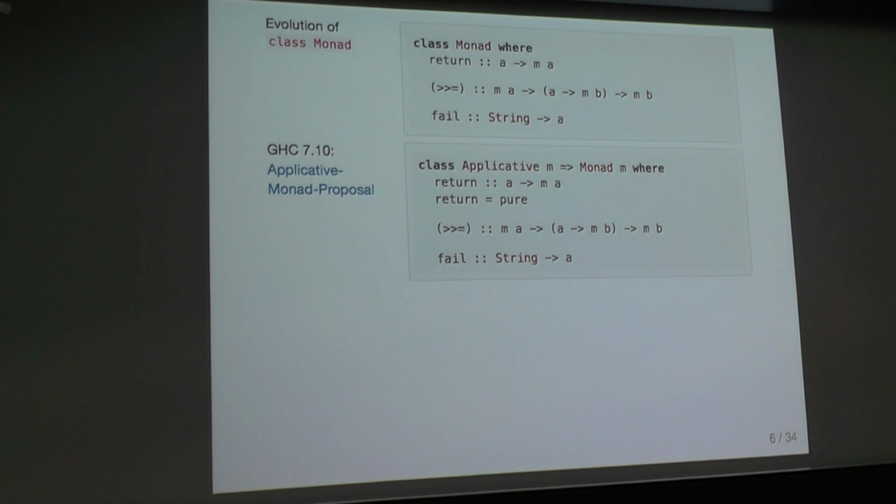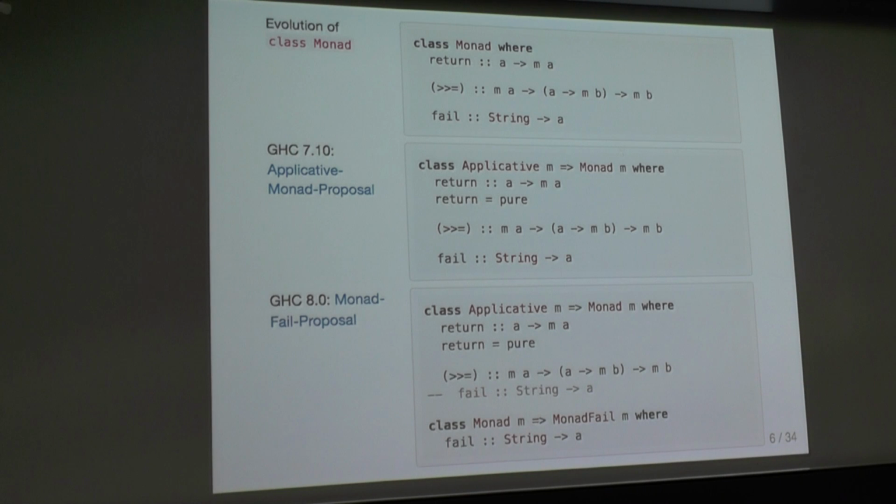So, okay, now every monad is an applicative, which means you can have a default implementation. Return and pure are really just the same thing now. And okay, but fail is still there. This is still ugly. So next step is to get rid of that. So now with the MonadFail proposal, we have another class which is called MonadFail. Every monad can be a MonadFail if you tell me how to fail. And the standard monad has no fail anymore.